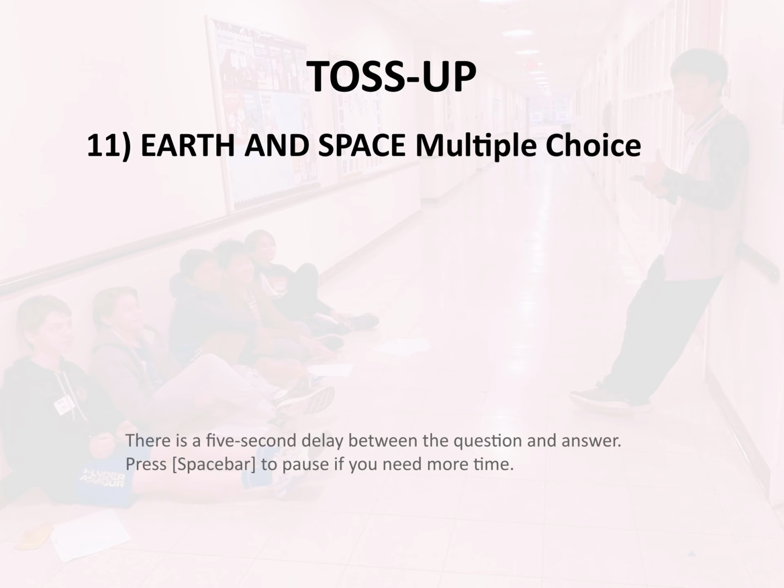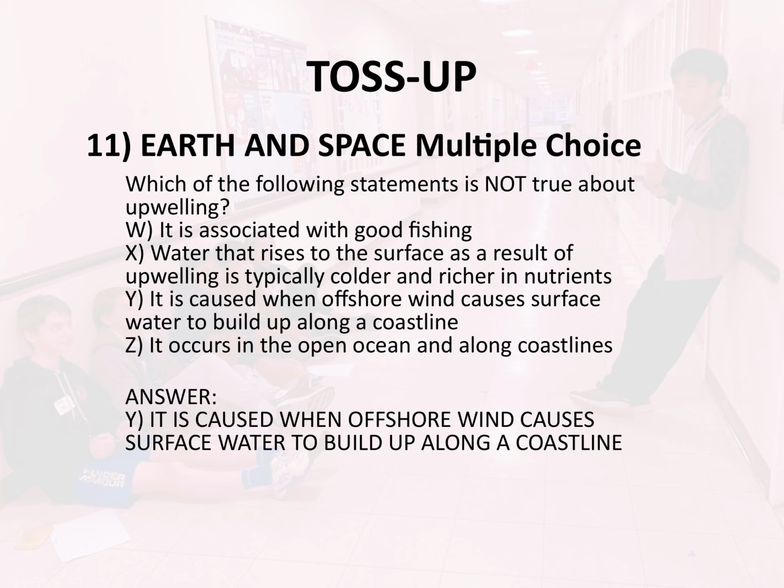Toss-up 11. Earth and space. Multiple choice. Which of the following statements is not true about upwelling? W. It is associated with good fishing. X. Water that rises to the surface as a result of upwelling is typically colder and richer in nutrients. Y. It is caused when offshore wind causes surface water to build up along a coastline. Z. It occurs in the open ocean and along coastlines. Answer. Y. It is caused when offshore wind causes surface water to build up along a coastline.